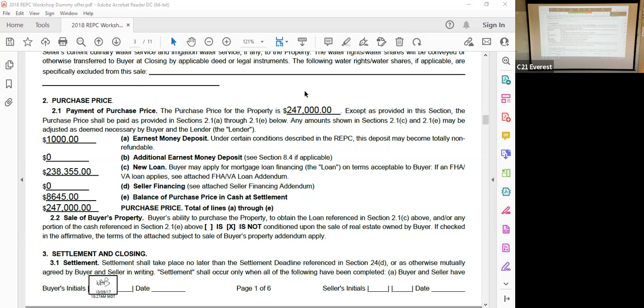Any other concerns there? Questions? Can you break it down? The full price is 247, but I would minus 1,000 from that because of the earnest money. Right? I'll tell you how I do it. Here's how I do it.